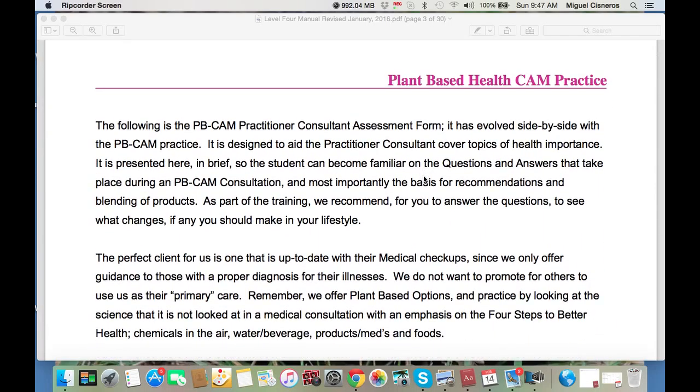The following is the plant-based CAM practitioner consultation assessment form. It has evolved side by side with the plant-based CAM practice. It is designed to aid the practitioner consultant in covering topics of health importance. It is presented here in brief so the student can become familiar with the questionnaire and answers that take place during a PBCAM consultation, and most importantly, the basis for recommendation and blending of products. As part of the training, we recommend you answer the questions to see what changes, if any, you should be making in your lifetime.